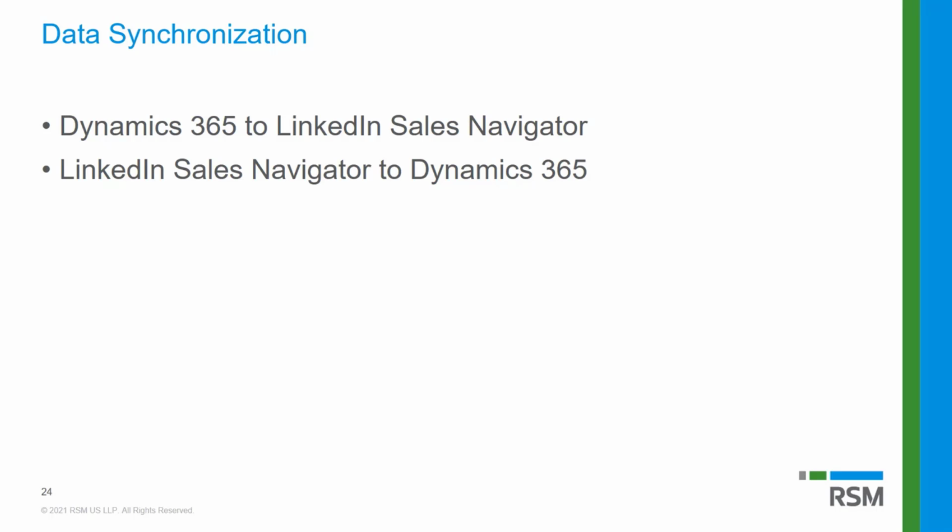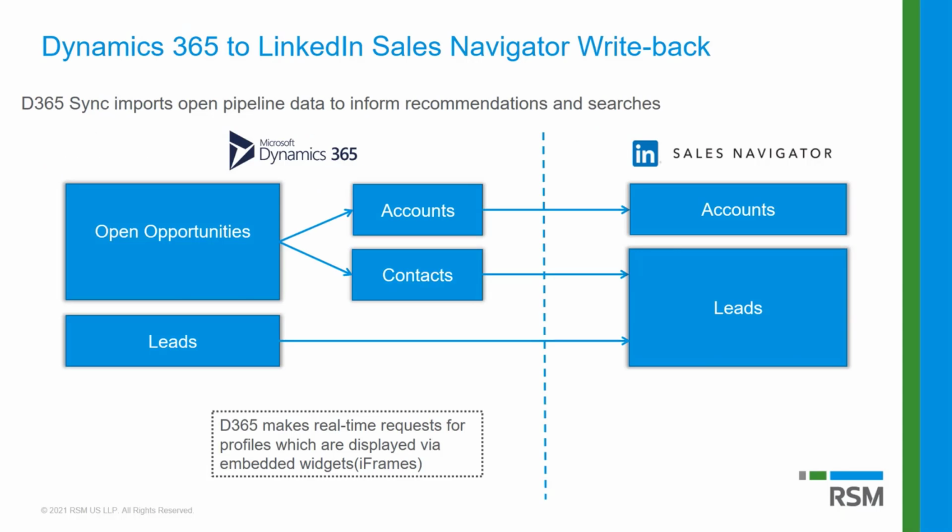So let's take a look first at the Dynamics 365 to LinkedIn Sales Navigator integration. It's not really write back, even though they call it write back, because I'm not really writing data back to Sales Navigator or to LinkedIn. I'm just connecting those profiles. The way that works is, like I said earlier, you can have open opportunities that are related to an account or a contact or both, and those will be synchronized to profiles of accounts or companies, I should say, and contacts or leads in LinkedIn Sales Navigator.